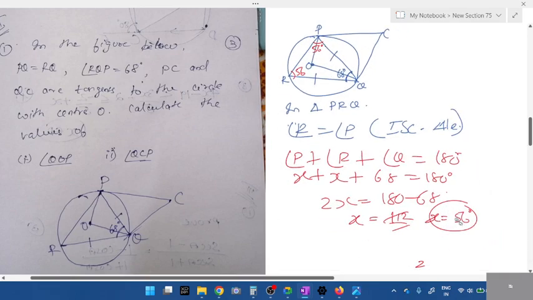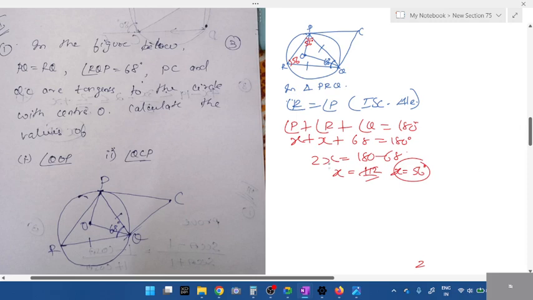Just quickly go through this. Whoever hasn't done, this is how you have to solve, and you can mention the reason. See, I started with 68 degrees. The reason: PQR is a triangle, angle Q was given, and two sides are equal like this, so we know it is an isosceles triangle. Angle P is equal to 56. Angle R is equal to 56.